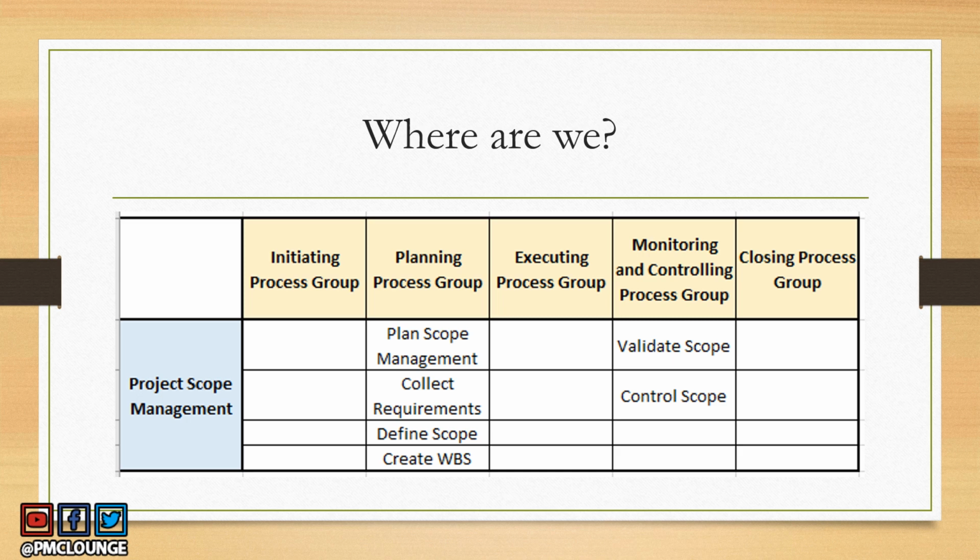So this is the zoomed in version of the PGKA mapping. As you can see, we have 4 processes in the planning process group. You've got plan scope management, collect requirements, define scope, create WBS. And in the monitoring and controlling process group, you've got validate scope and control scope. So total of 6 processes make up the scope management knowledge area. Let's look into each one of these at a high level.